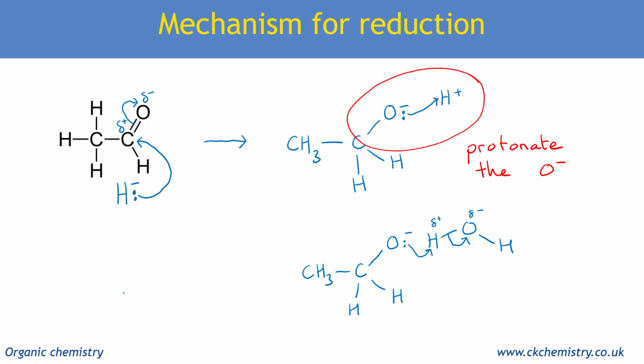Don't call it oxide, because oxide is O2- on its own, and this is joined to something. Just call it the O-. Protonate is a good word to use when we are adding H+ to something. You can also deprotonate things, which is what happens to acids. So that is our reduction, addition of hydrogen to make primary and secondary alcohols.